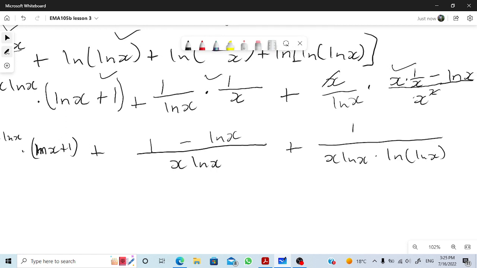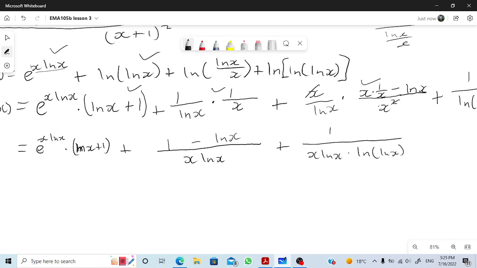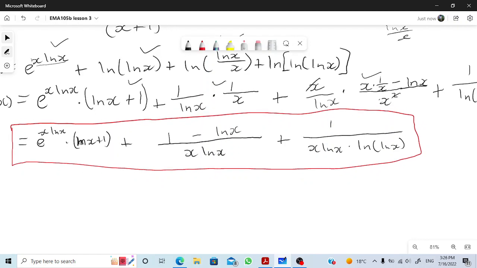It doesn't want to zoom out a little bit. Okay, yes, and this thing here is the final solution of this particular problem. So guys, those are the techniques of solving your chain rule.